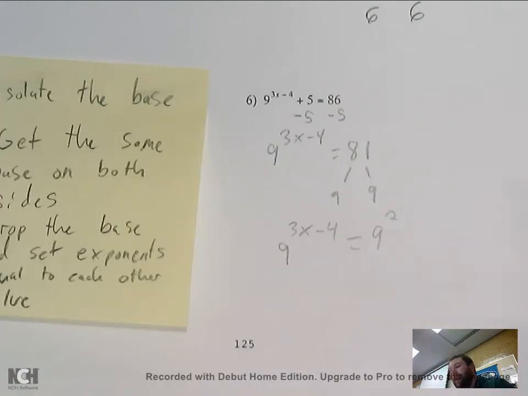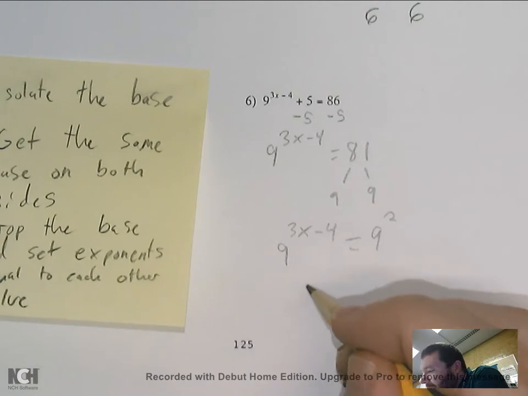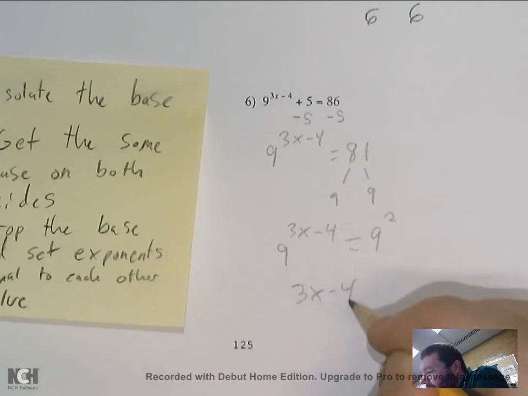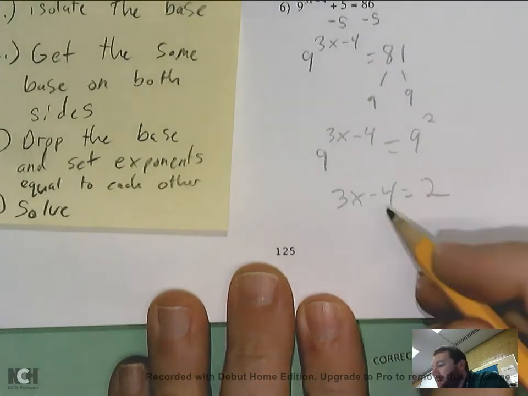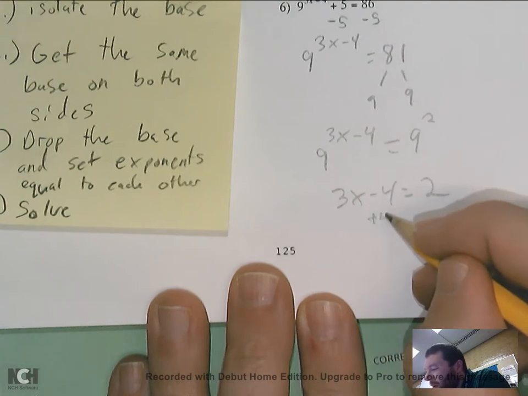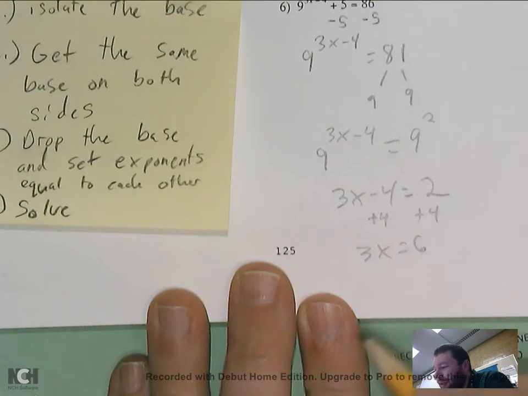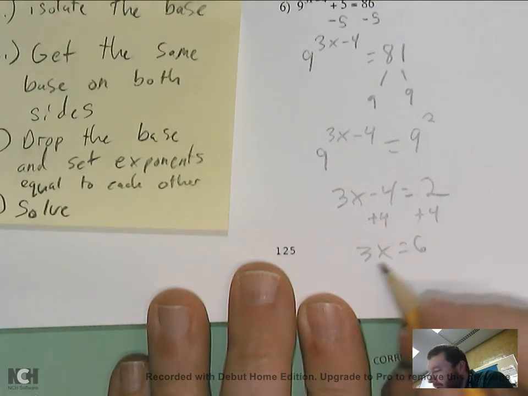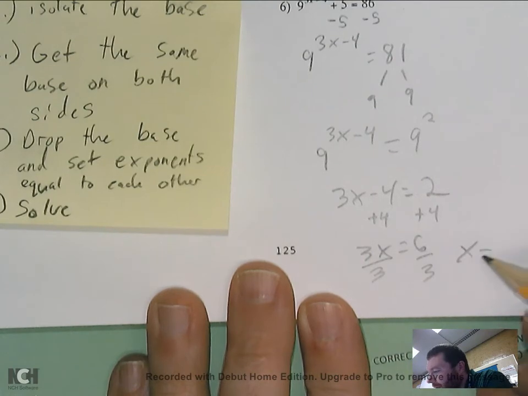Okay? Now I have the same base on each side. I'm going to drop the bases, set the exponents equal to each other. That's going to give me 3x minus 4 is equal to 2. Now it's just a two-step equation, right? So I'm going to get rid of the subtract first. I'm going to add 4 to each side. That gives me 3x is equal to 6. I'm going to get rid of the multiplying best friend here, so divide by 3, and that gives me x is equal to 2.